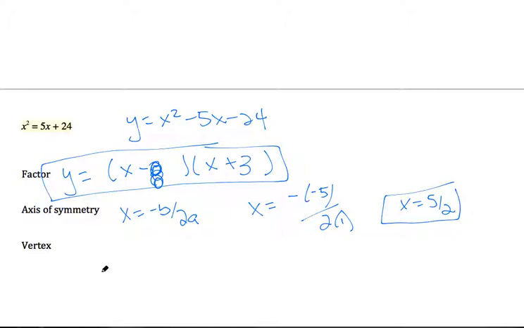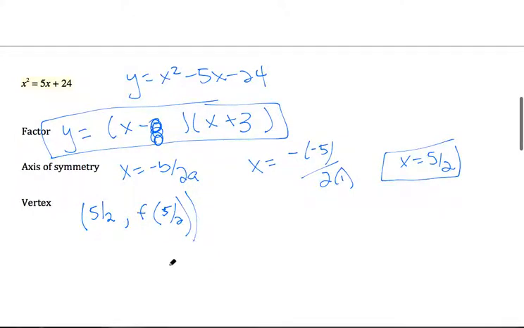Okay, the vertex. Remember that the axis of symmetry is the center of the graph, so the vertex is on the axis of symmetry. So we know that our x value is going to be the same as the axis of symmetry, and our y value is the function value at 5/2 in this case. So I'm just going to solve for y when x is 5/2. So y equals, and then put 5/2 in here.